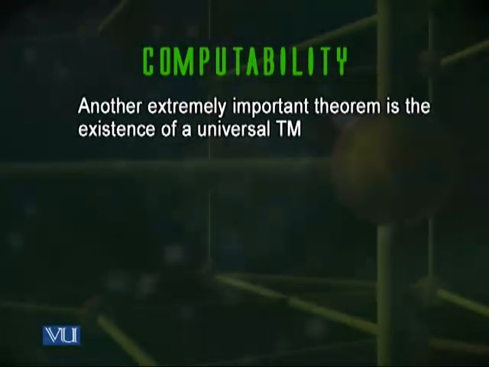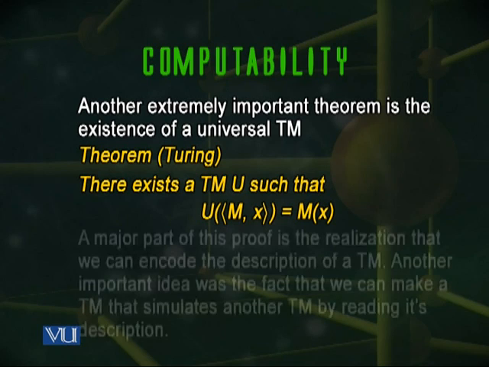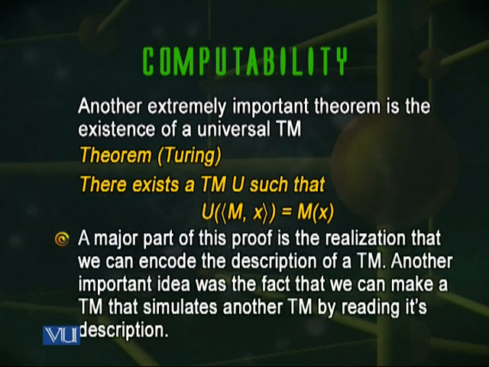Another extremely important theorem that we proved in computability theory was the existence of a universal Turing machine. This is a theorem of Turing, who says that there exists a universal Turing machine such that when you give it a description of another machine and an input, it behaves as if you were running the machine whose description is given on the input. A major part of this proof is the realization that we can encode the description of a Turing machine into a string. Another important idea was that we can make a Turing machine simulate another Turing machine by only reading its description. So there are two major ideas in this theorem.